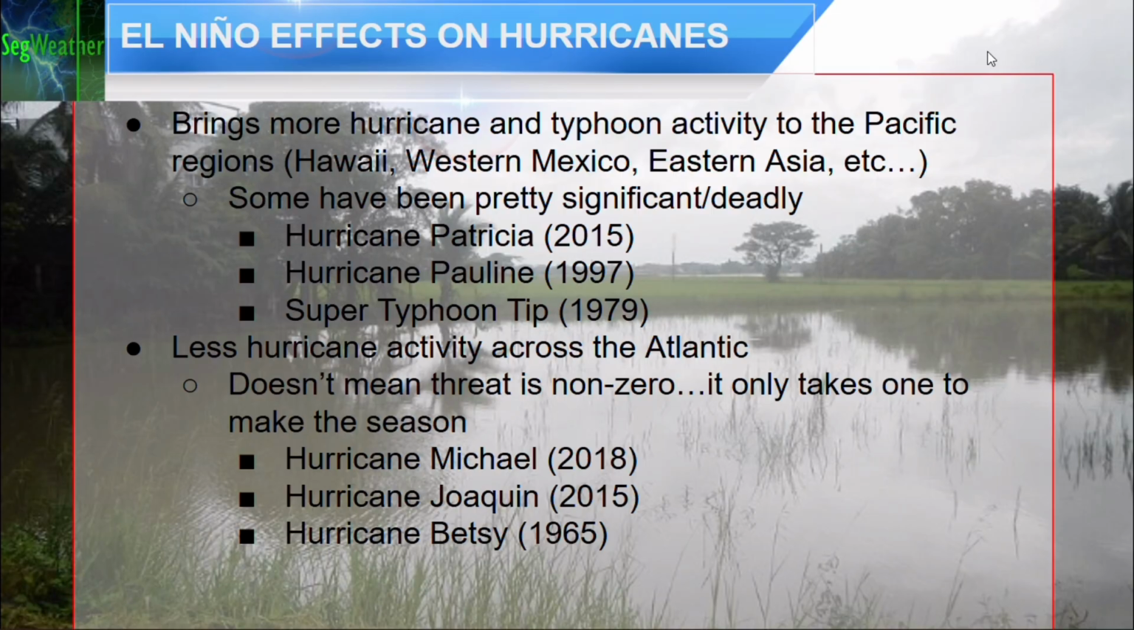In 2015, it was a pretty impactful hurricane and impacted Mexico, bringing quite a bit of flooding and even lots of deaths as well. And also, it's one of the strongest hurricanes on record to impact the Pacific. And then we have Hurricane Pauline in 1987. Super Typhoon Tip also happened in 1979 during an El Nino year. It was one of the deadliest typhoons on record.